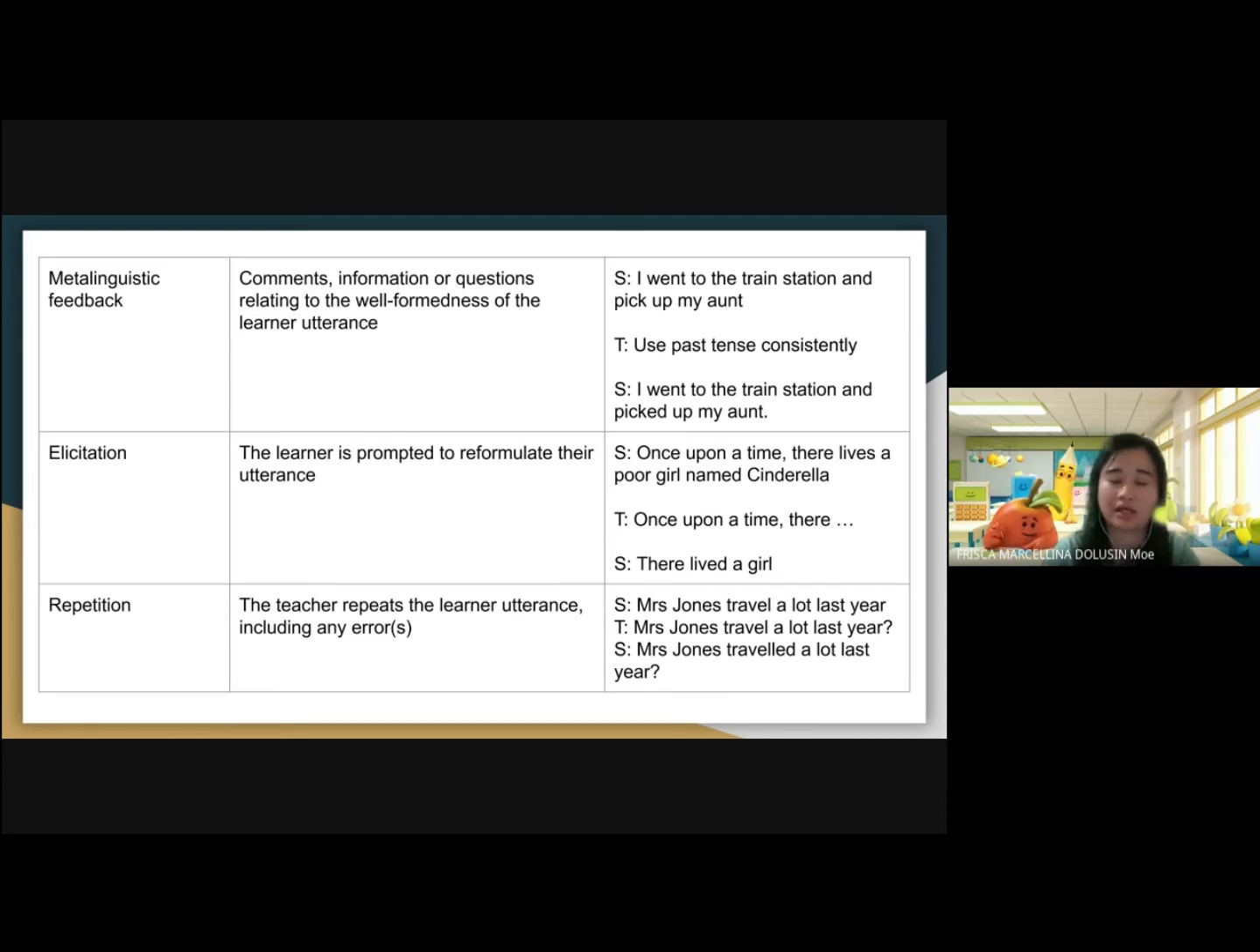Okay, and then the last one is repetition. The teacher repeats the learner utterance, including any error. Mrs. John traveled a lot last year. Okay, so these are the six types of feedback. Next.